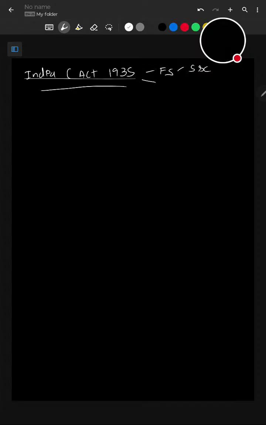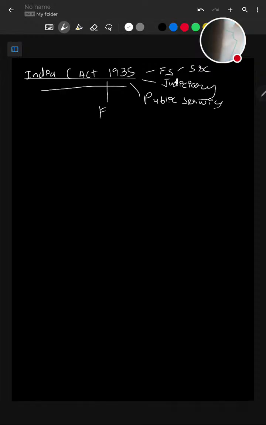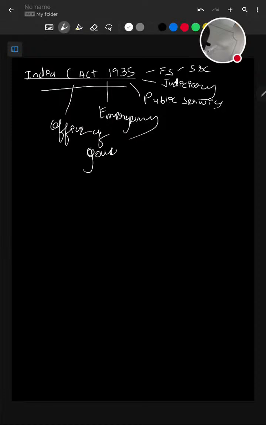Then judiciary, then public service, then emergency, then office of governor, then the last is administrative details.